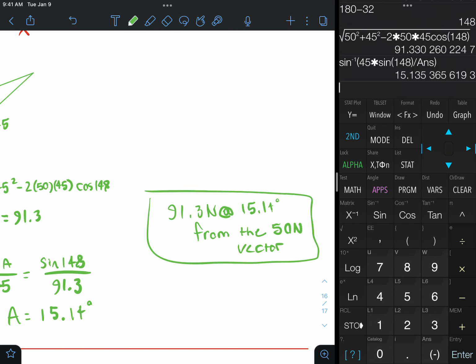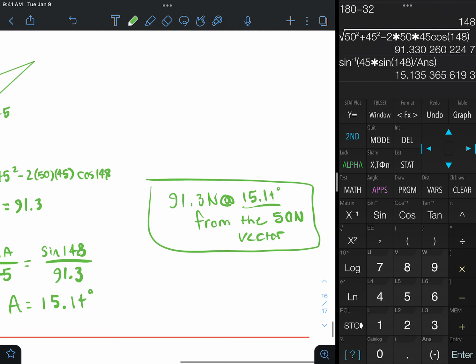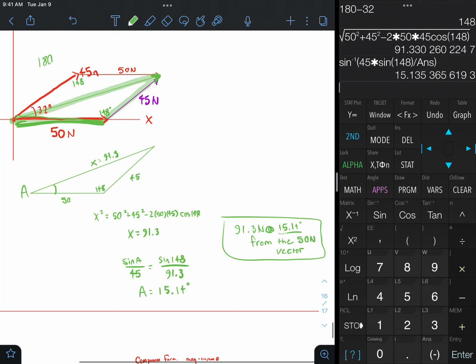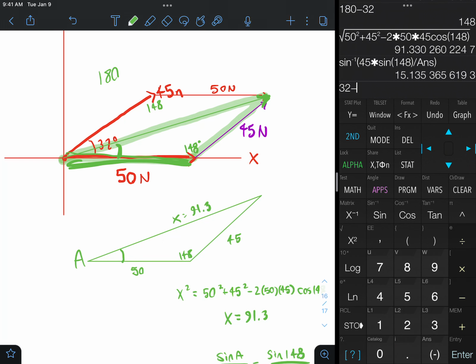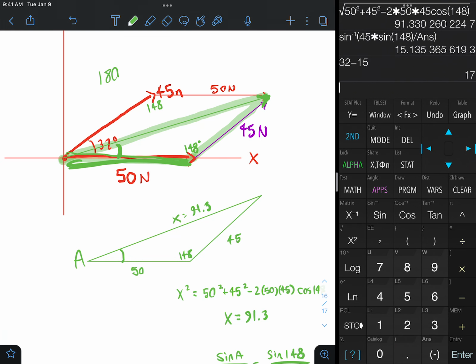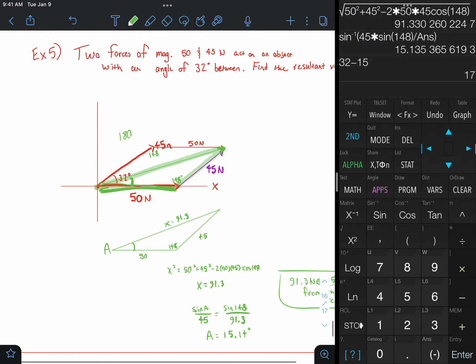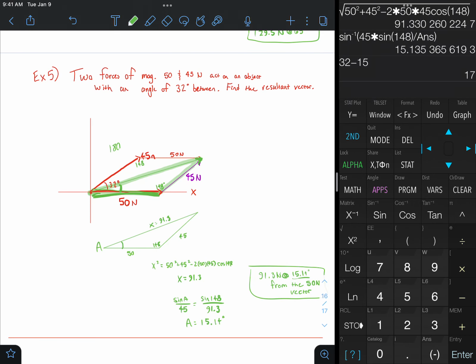Most teachers are going to be cool with you just putting in just the angle there, but I like to put it's from that 50 Newton vector right there, so it's about 15 there. If you want to find the other angle up here at the top, I guess you don't need to do this, but you could do 32 minus that 15 degrees there, and that gets you 17 point something or 16 point something right there. So anyways, that'll be it here for today.